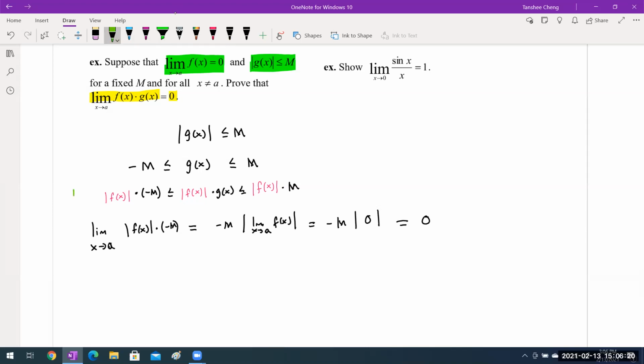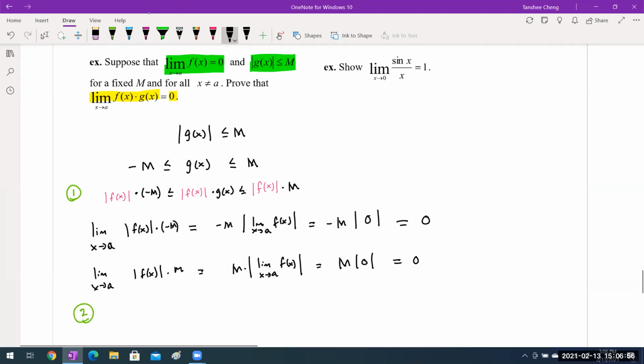So here's criterion 1 that we have right here. Here's criterion 2 that we are looking for. Then I can do the same thing: the limit as x approaches a of the absolute value of f of x times M is the same thing as M times the absolute value of the limit as x approaches a of f of x. That gives you M times the absolute value of 0, which is also 0. So criterion 2 is satisfied, which is that the lower bound and upper bound have the same limit. So the limit as x approaches a of the absolute value of f of x times negative M is equal to the limit as x approaches a of the absolute value of f of x times M, which is 0.